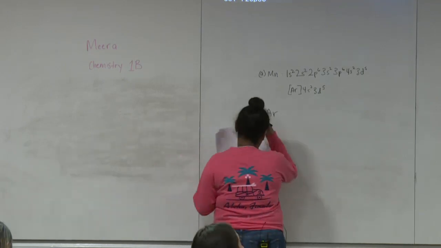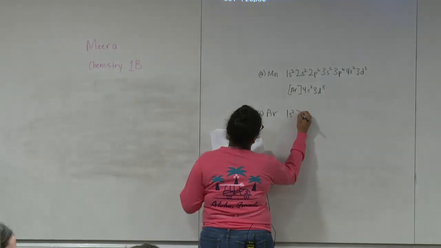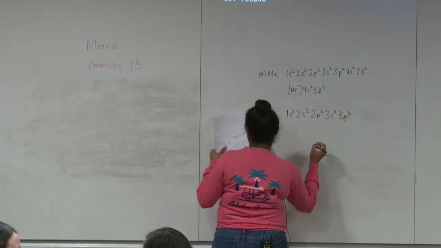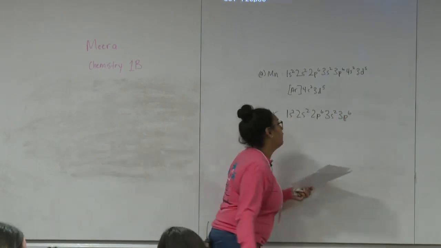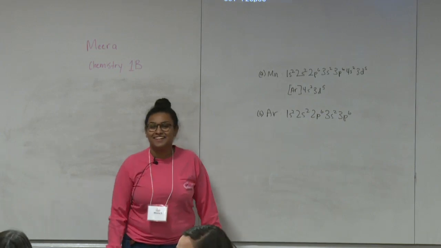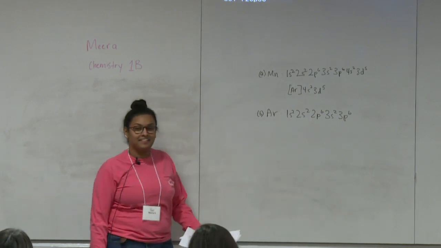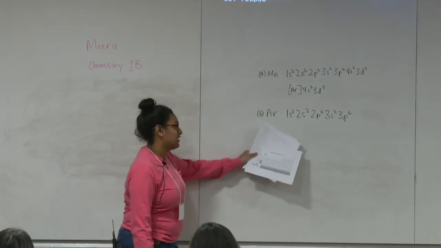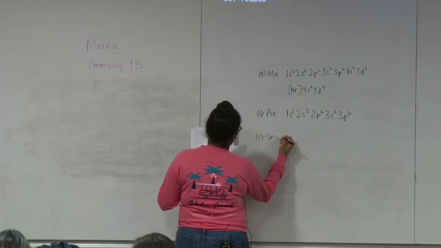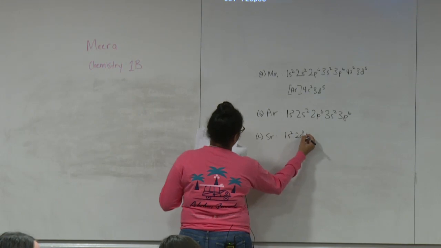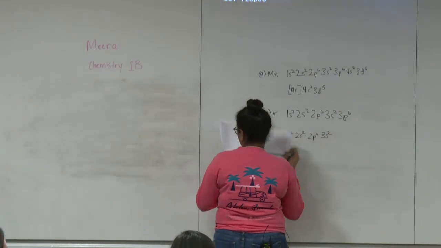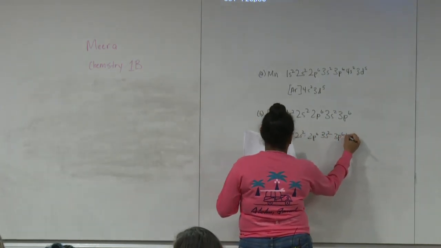Okay, so argon is going to be 1s2, 2s2, 2p6, 3s2, and 3p6. That's where it's filled, right? So the next one asks for Sr. This is going to be 1s2, 2s2, 2p6, 3s2, 3p6.